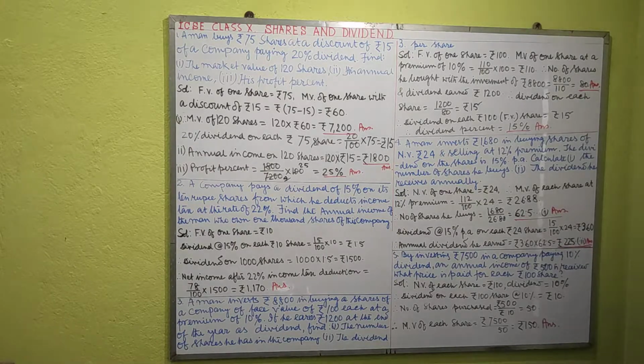Now dividend at the rate of 15% on each rupees 24 share equal to rupees 3.60, because 15% of rupees 24 equal to 3.60. Therefore, annual dividend he earned, rupees 3.60 into number of shares, that is 62.5, equal to rupees 225, his annual dividend.